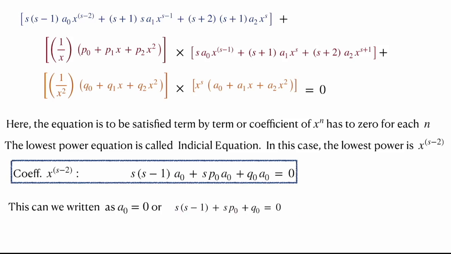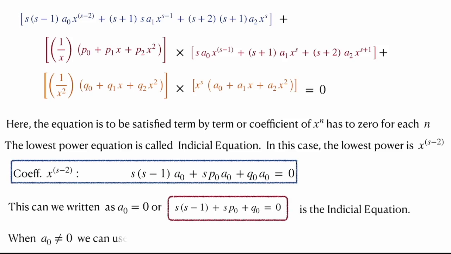So you see that it is a quadratic equation. We have two solutions for s, which usually give the two linearly independent solutions in the form of power series. The equation which is giving rise to the solution for s, or the lowest order solution, is called the indicial equation, and we can use this to determine the value of s for the power series solution in terms of the coefficients p0 and q0.